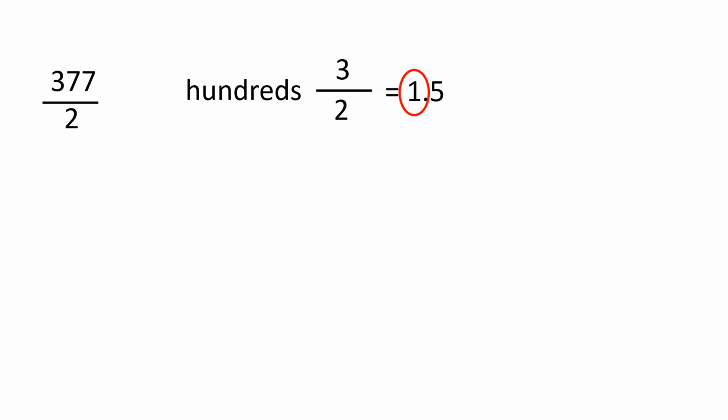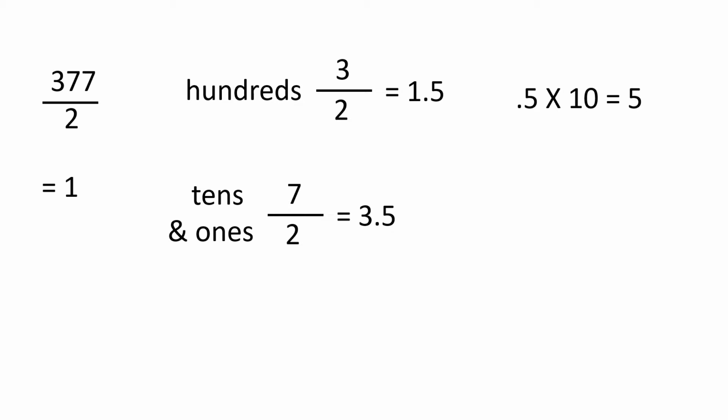Now it's your turn. Divide 377 by 2. Stop the video and do the problem. Three divided by 2 is 1.5, so we have 1 in the hundreds place. 7 divided by 2 is 3.5. Adding the 5 from the hundreds place, we have 8 in the tens place. Since the ones are the same as the tens, they're both 7, we can just use the same result a second time. 377 divided by 2 is 188.5.